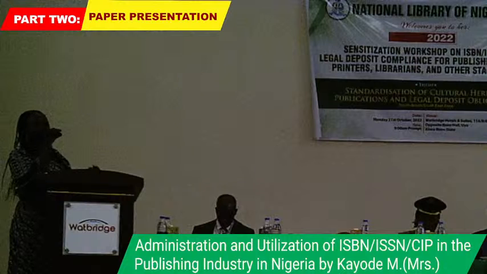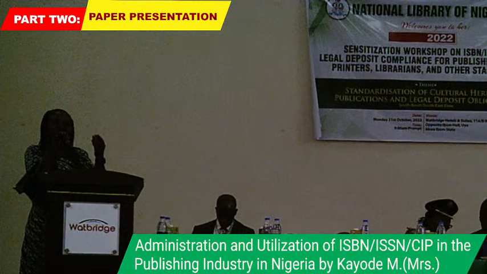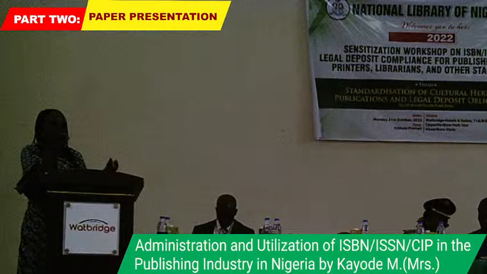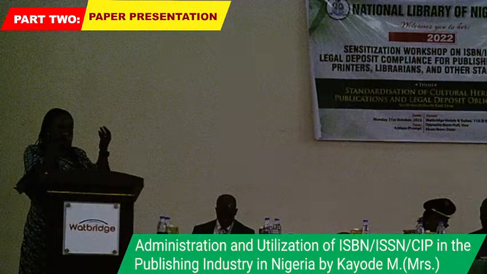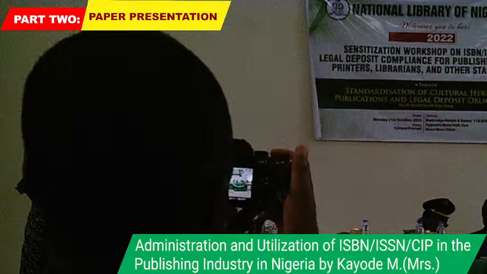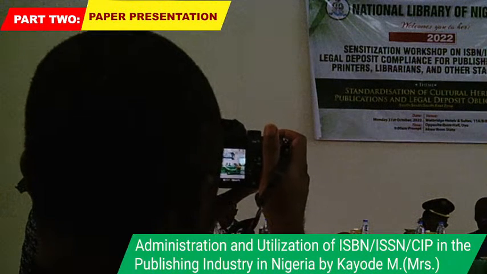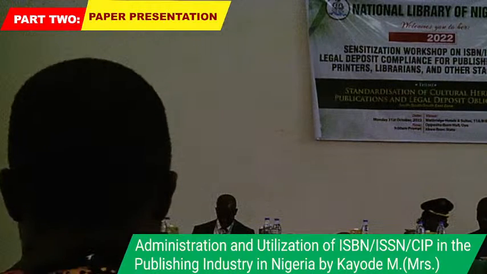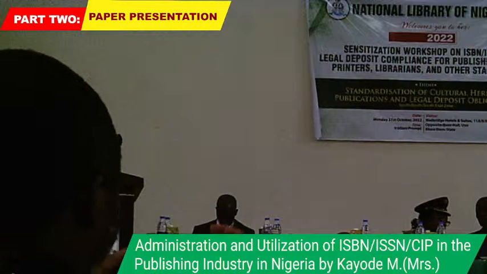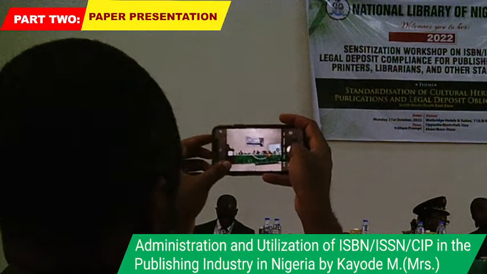One, it gives standardization. Like everybody has said, it makes your work standard. Uniformity of assignments, wider market audience. When you have your numbers, be it ISBN or ISSN, it gives you a wider market audience because it's going to appear on our National Bibliography of Nigeria, which gives you a free advert as a publisher.